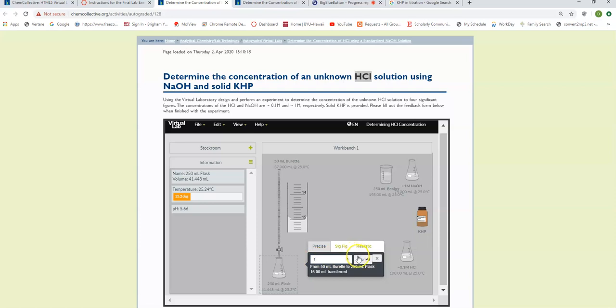Now maybe I deliver 1 milliliter at a time. 16, 17, 18, 19, 20, 21, 22. Maybe I do 0.2 now. 23, 24, 25. I think I'm going to go down to 0.1. Is that okay? Yes. Nice and slow here.